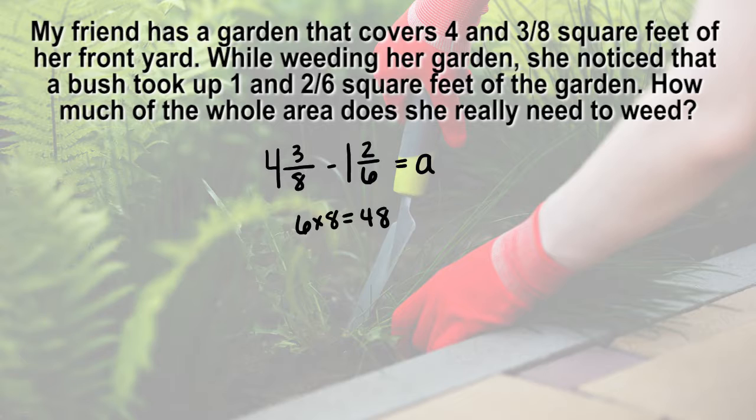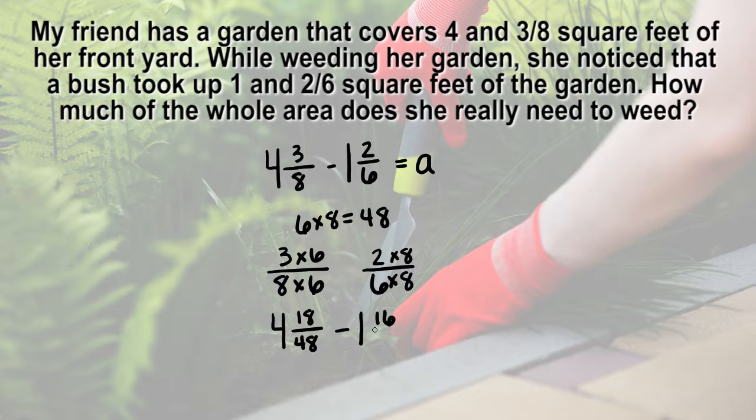Again, there are multiple ways to solve this problem. This is just one way. Multiply the 3/8 by 6 and the 2/6 by 8 to obtain equivalent fractions with common denominators. The new equivalent equation reads 4 and 18/48 minus 1 and 16/48 equals A. A equals 3 and 2/48 square feet to weed.